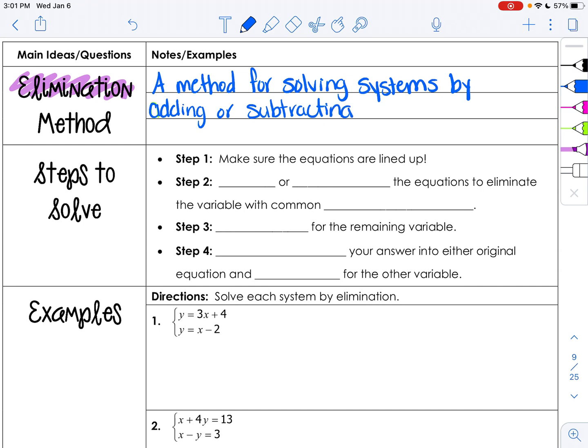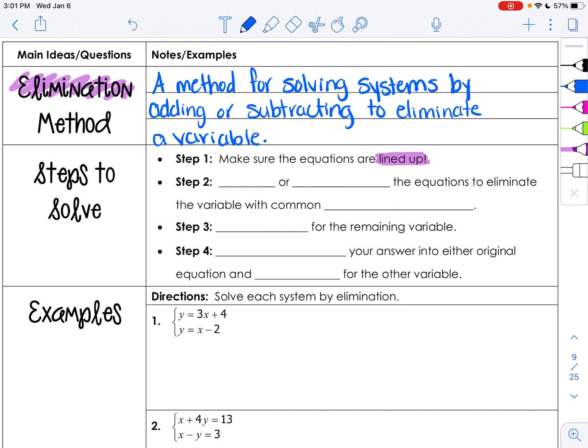And we do adding or subtracting to eliminate a variable. This method has a few more steps than the other problems. The first step is one of the most important steps. First, you want to make sure that your equations are lined up. And we'll see what this looks like in just a minute. But it's very important as you work these problems that you keep everything lined up.